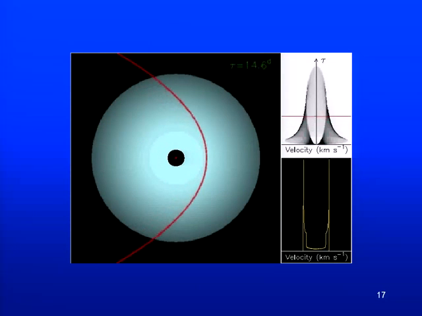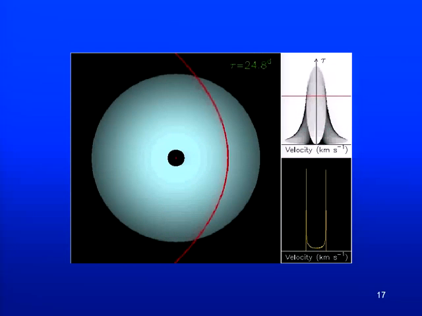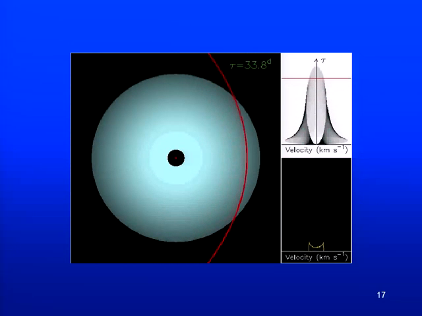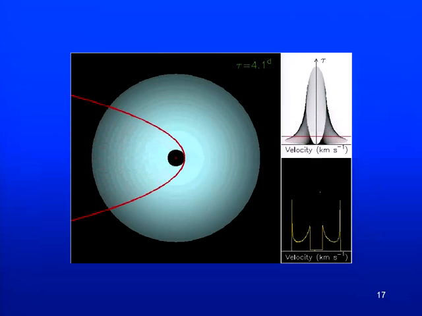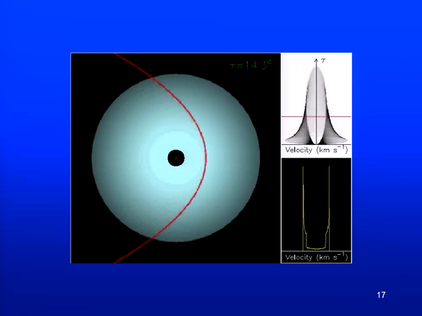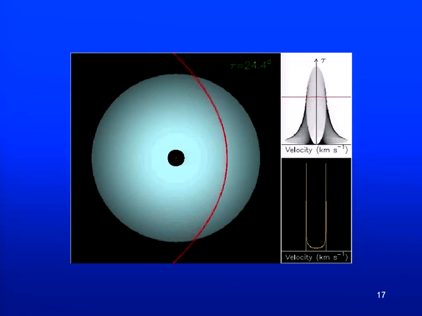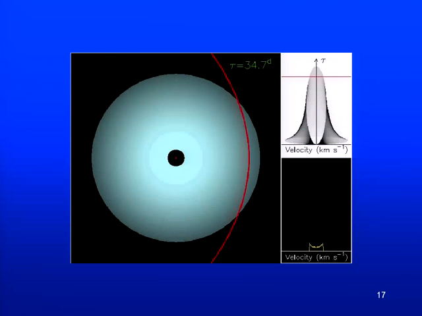So this is basically what we're looking at. It's a system of nested paraboloids propagating through the region, and we see the emission line response as a function of time. And I'll just run that by one more time because it took a lot of work to do this, and it's kind of cool. So this is the way an AGN would respond to a delta function outburst. And unfortunately, nature doesn't give us delta function outbursts.